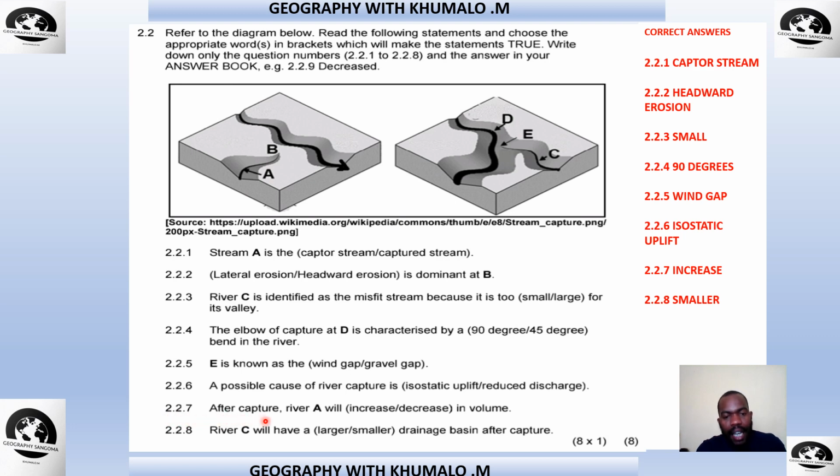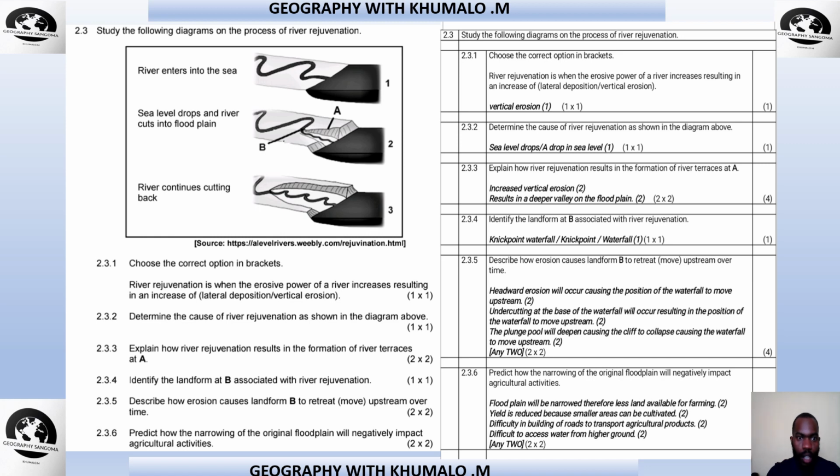2.2.7. After capture, river A will increase in volume. So river A, which is the one that is intercepting the other river, will increase in volume. 2.2.8, river C will have a smaller drainage basin after capture because it is the captured stream. I think that was simple and straightforward, grade 12s. Then we go to question 2.3.